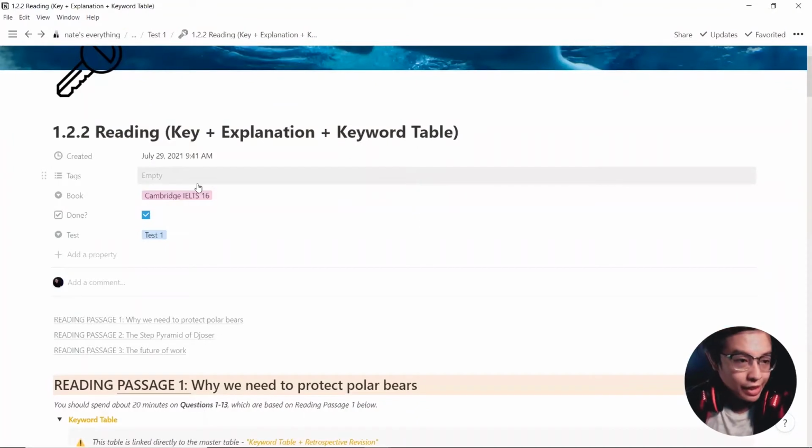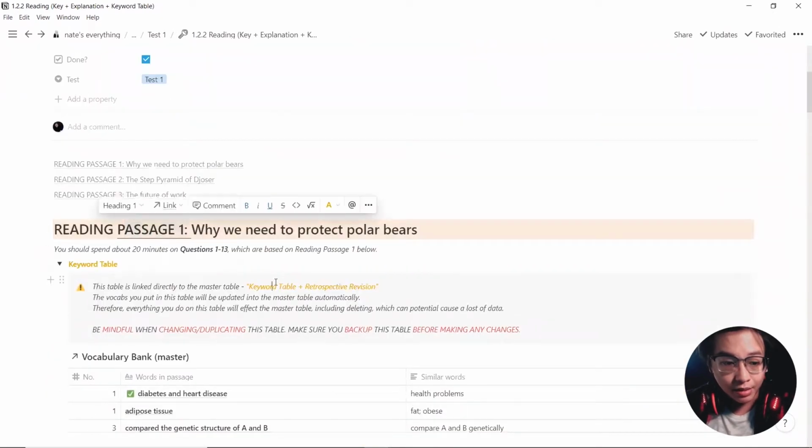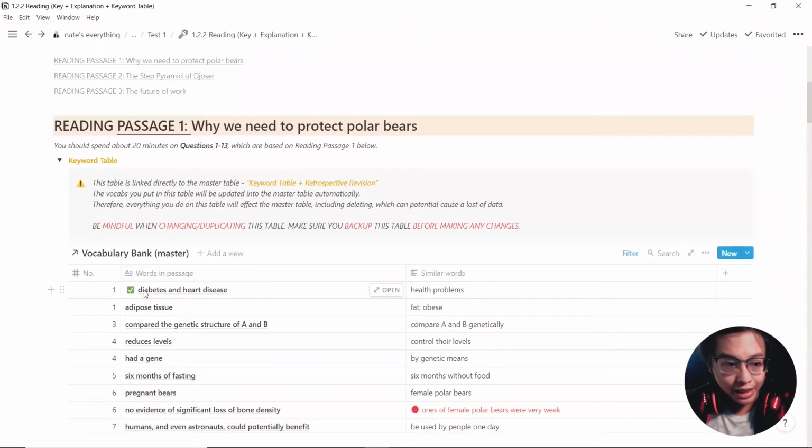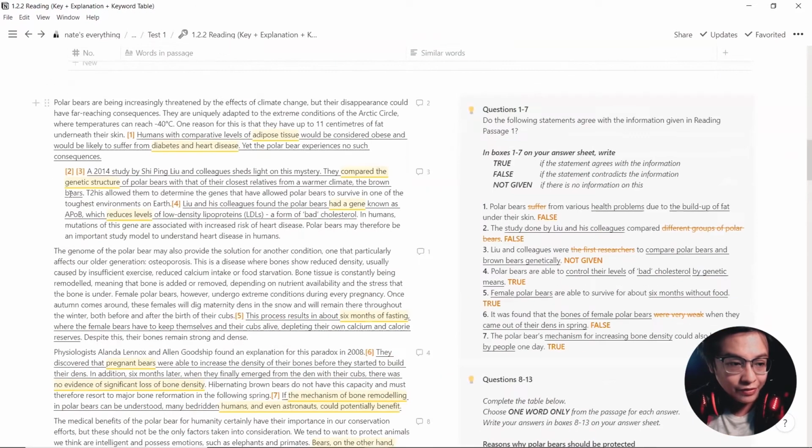So let's get started. Alright, welcome to my keyword table. This will be about Cambridge IELTS 16, test 1, reading passage number 1. Alright, so here's what the keyword table looks like. The first column will be the question itself. The second column would be words in passage, which means the word that I found here.